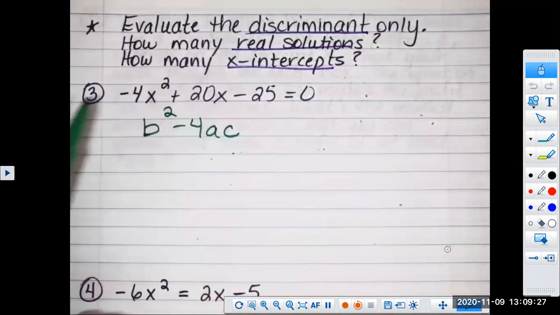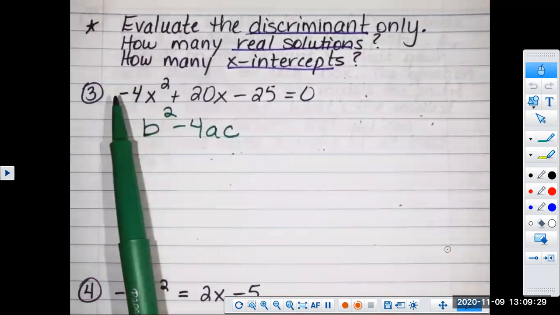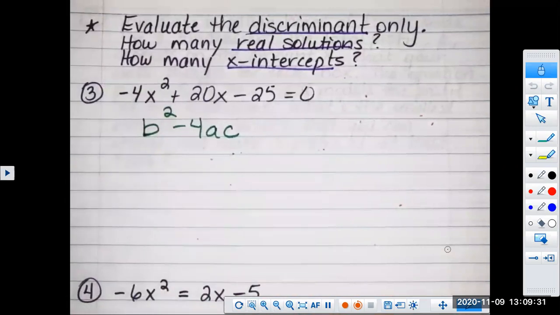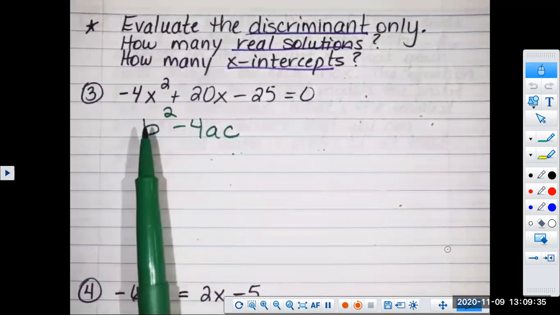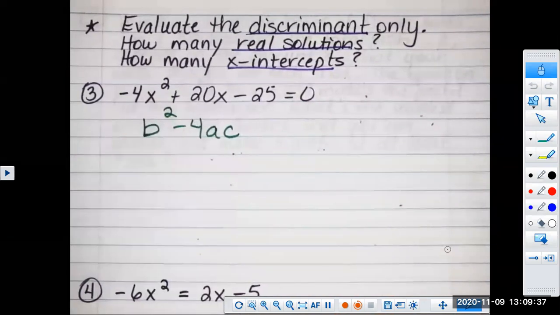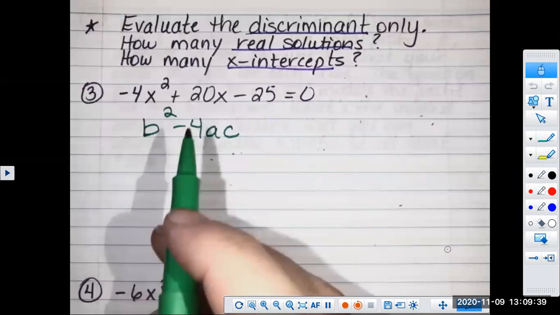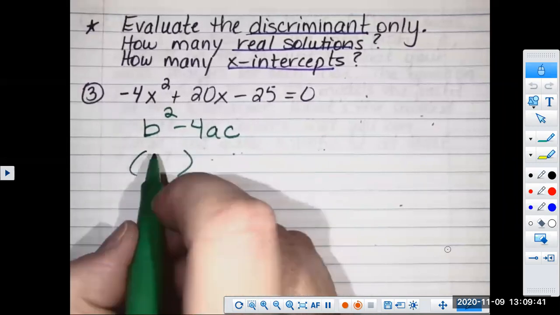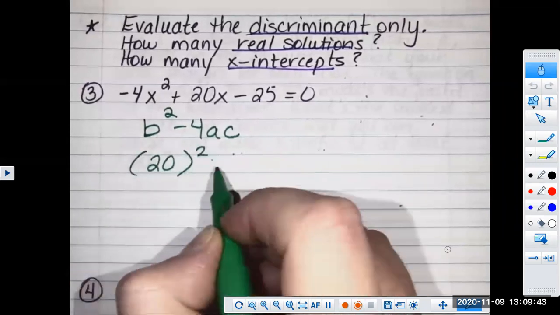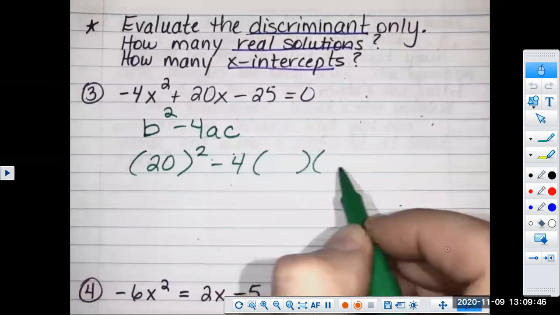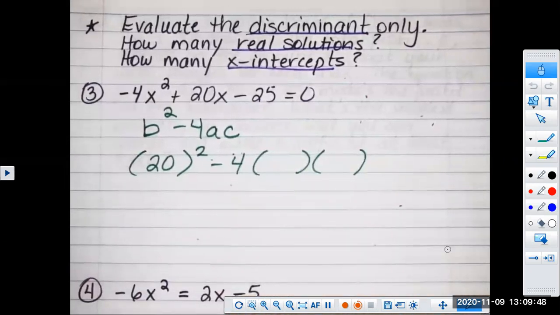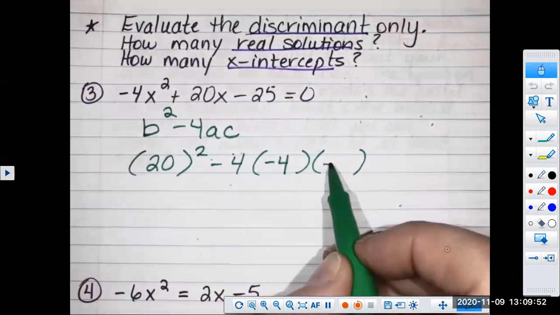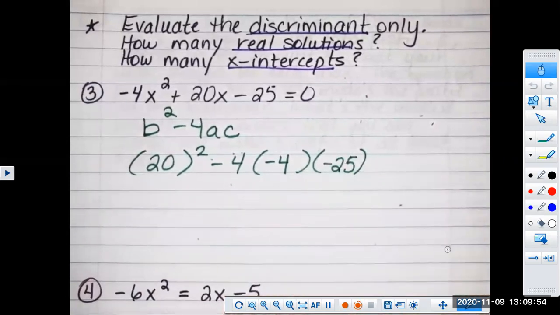You do have to make sure that it's set equal to 0, just like you were going to solve it. But all I'm doing is calculating B squared minus 4AC. So tell me what you're plugging in for B. Good. And then what are you plugging in for A? Good. -4. And C? -25.